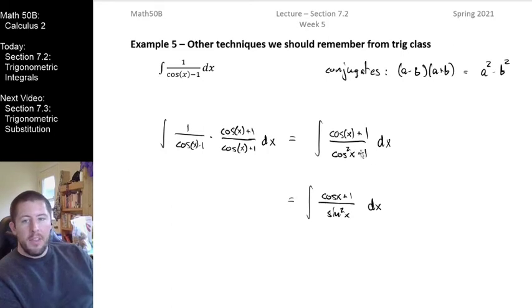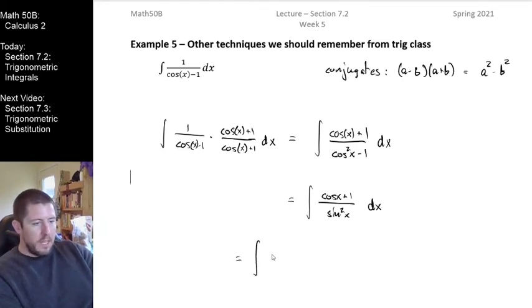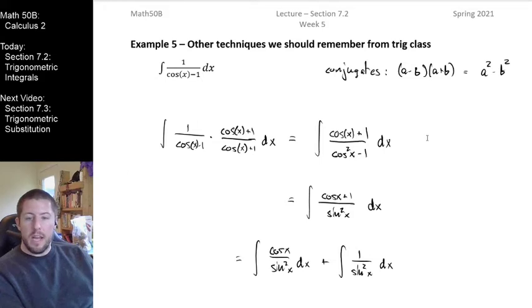But that's okay. This minus 1 was a problem in the denominator because we can't rip apart denominators. A plus 1 up here in the numerator is not as big of a problem because I can just rip this up into two different fractions now. Right? So I'm going to write this as the integral of cosine of x over sine squared of x dx plus the integral of 1 over sine squared of x. So I've ripped up that fraction, cosine of x plus 1, the numerators, into their own two different integrals right there.